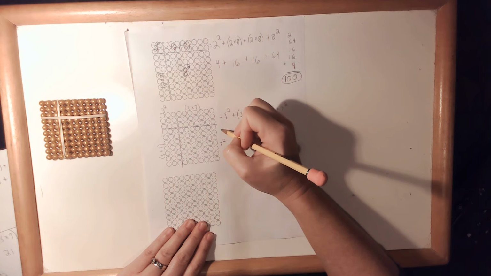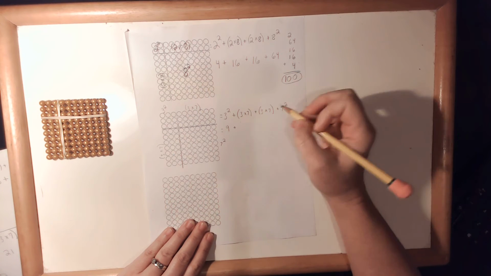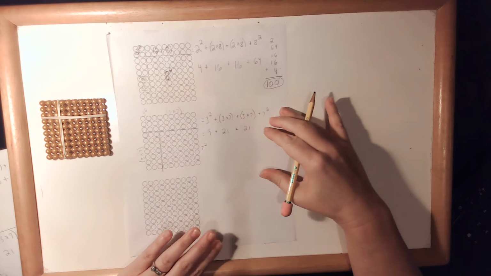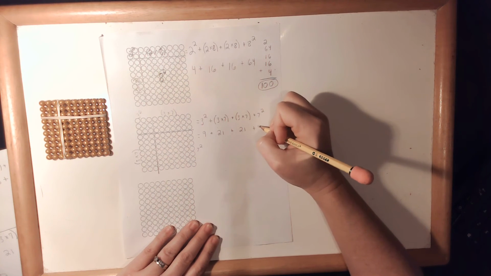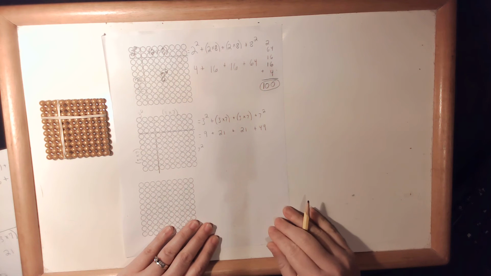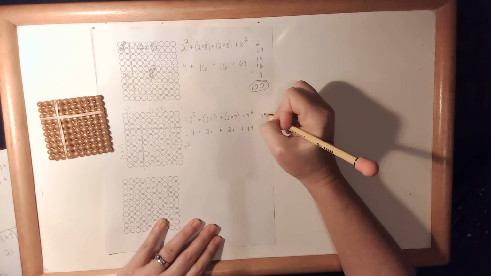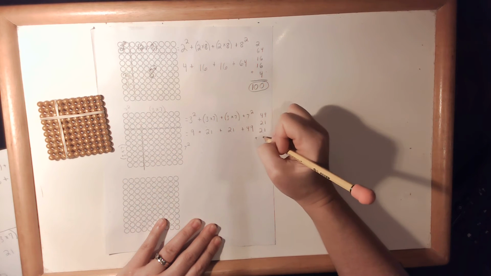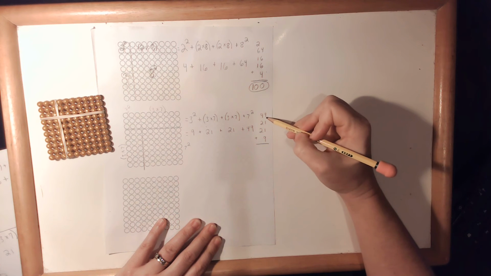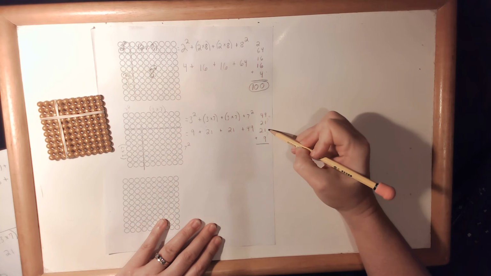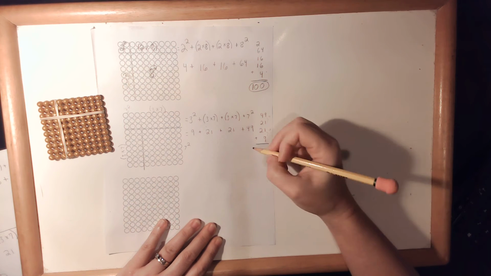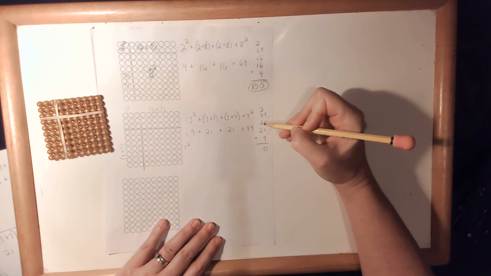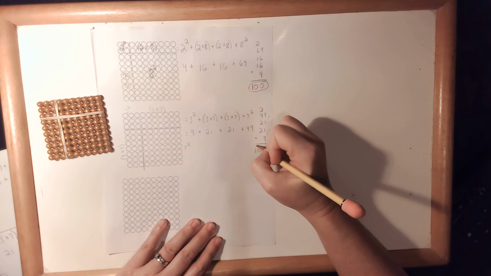So 3 squared equals 9 plus 21 plus 21 plus 49. Well, this is one set of 10. This is another set of 10. 10 plus 10 is 20. 2 plus 4 is 6. 7, 8, 9, 10. And we got it correct.